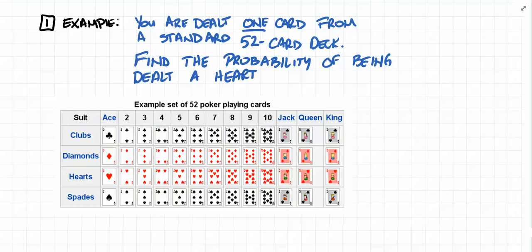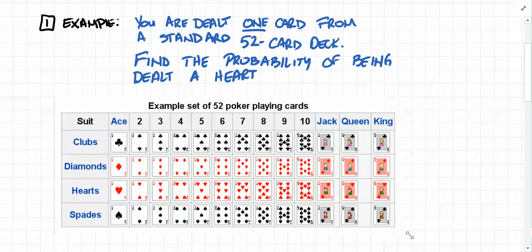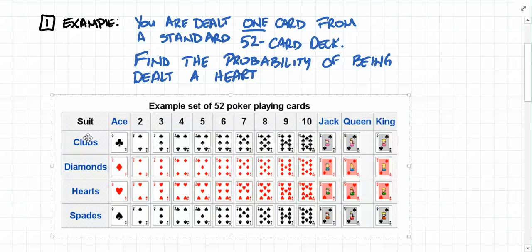In case you're not familiar with a deck of cards, here is what a deck of cards looks like. There are 4 suits: clubs, diamonds, hearts, and spades. Clubs are black, diamonds are red, hearts are red, and spades are black. And then there is an ace, 2, 3, 4, 5, all the way up to a jack, queen, and king. All together they make 52 cards total, and we want the probability of being dealt a heart.